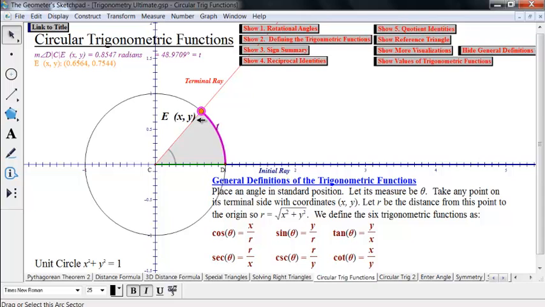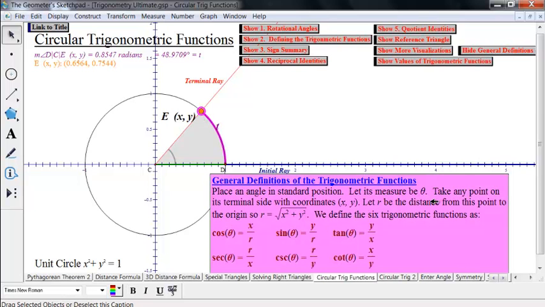Then the cosine of that angle theta, that amount of rotation that got us to that terminal side, is going to be x over r. The sine is y over r, tangent is y over x, secant is r over x, cosecant is r over y, and cotangent is x over y. So you definitely need to memorize these more general definitions. Everything you see in this box right here has to be memorized. And the sooner and the better you memorize this, the better off you're going to be.